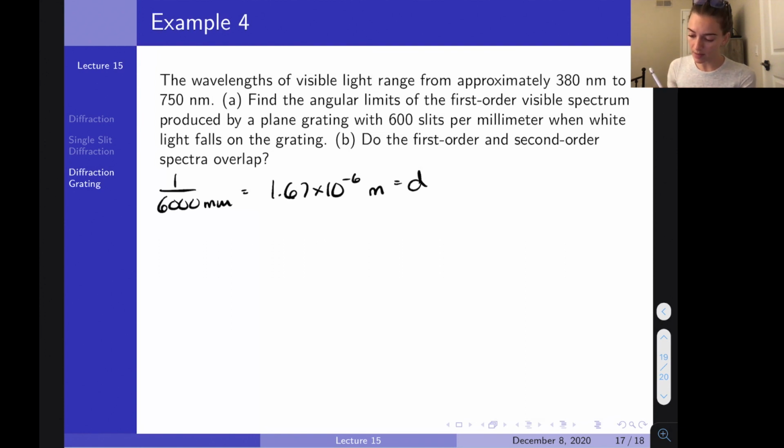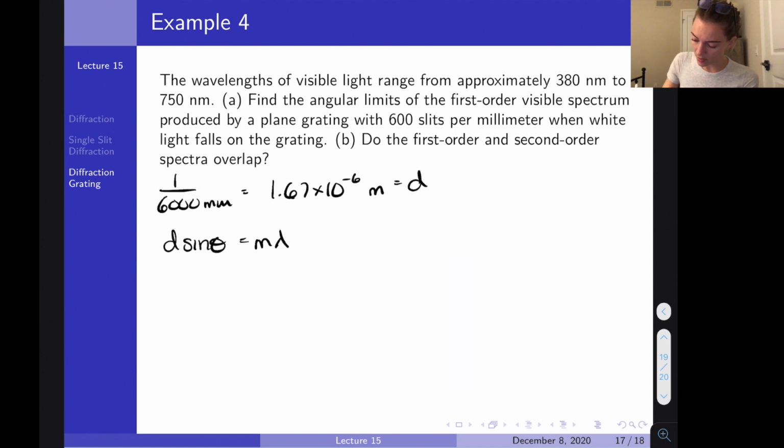So that's our d. Now we're obviously going to be using the equation d sine theta equals m lambda. I want to find the angular limits of the first order visible spectrum. So we're going to plug in lambda equal to 380 nanometers where m is equal to 1, and then lambda equal to 750 nanometers where m is equal to 1 again, and see what theta is for both. Let's do violet first.